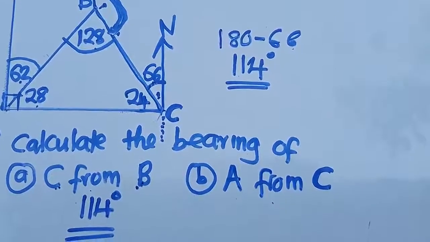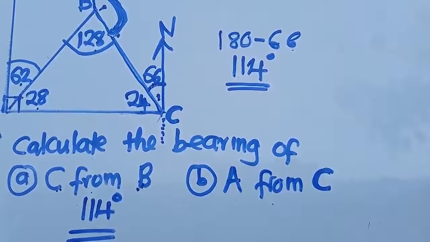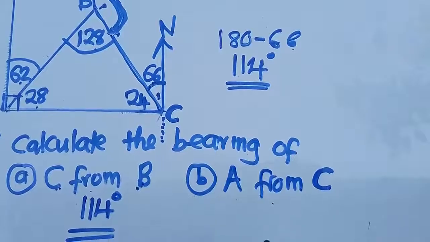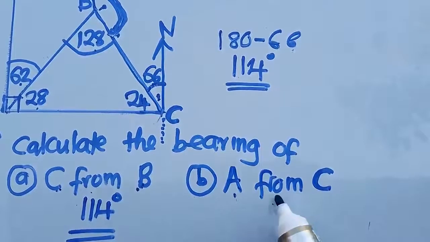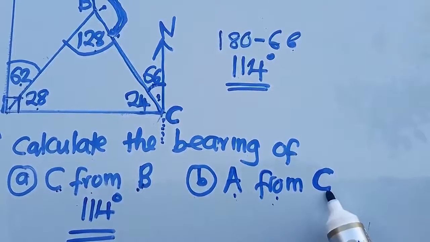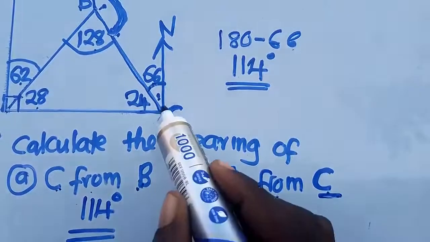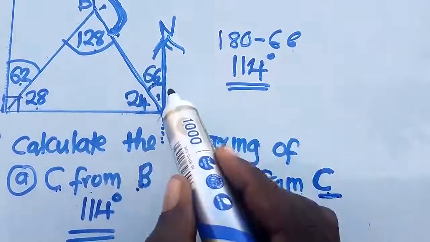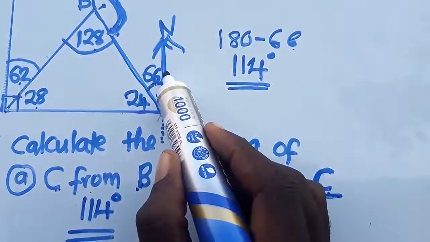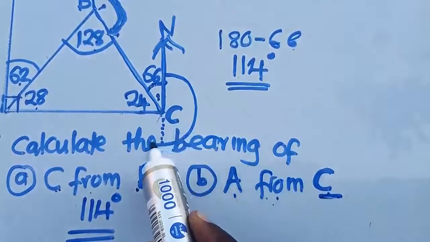So this is how you also need to work out that one. Then I move to this one. This one is very simple. It's saying A from C. You're coming from C, meeting A. So start from C. Where is C? You always look at the north. Then you start from the north, and move like this until you find A.